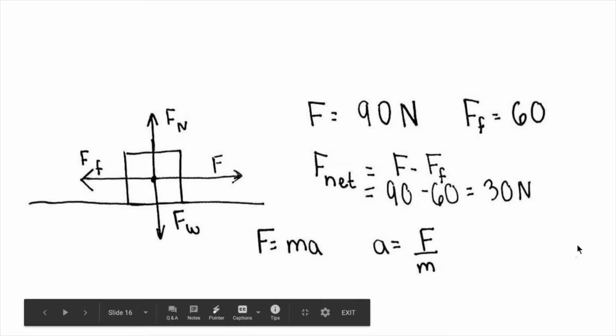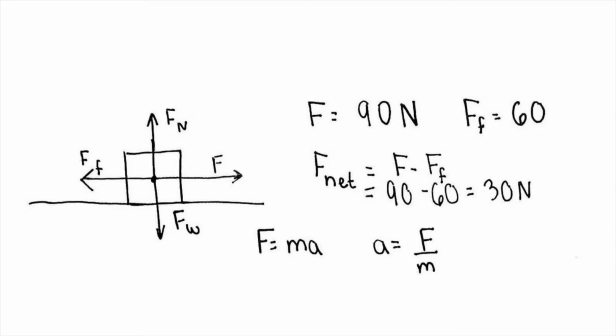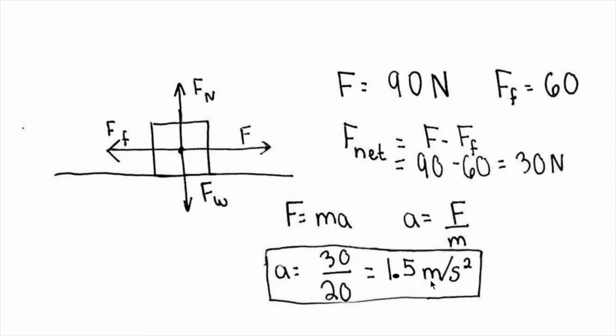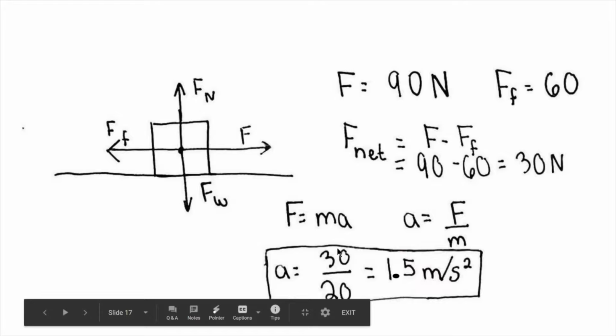Now, in order to find our acceleration, we just need to plug it into Newton's second law. So force equals mass times acceleration, or since we want to find the acceleration, acceleration equals force over mass. All right, so we're just going to go ahead and plug that in. We plug in our 30 for our force and our 20 kilograms from the last example for our mass, and we get the acceleration is 1.5 meters per second squared.